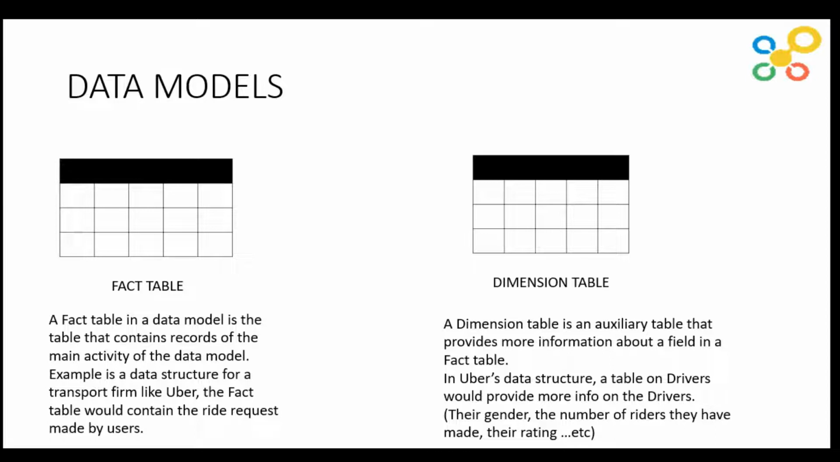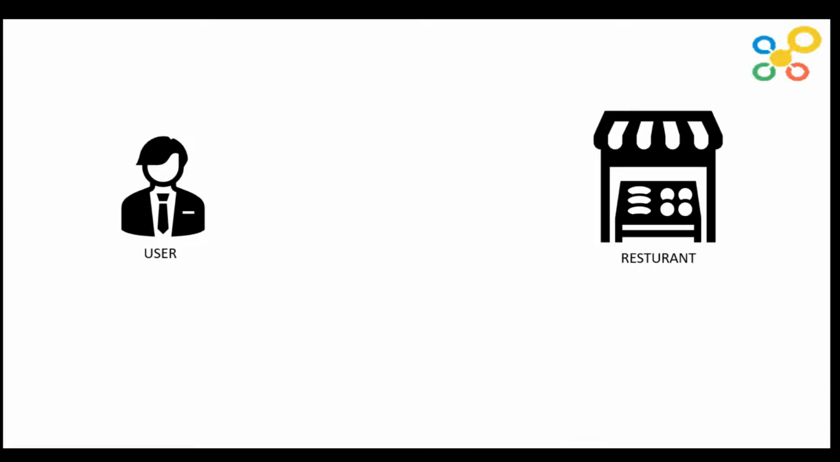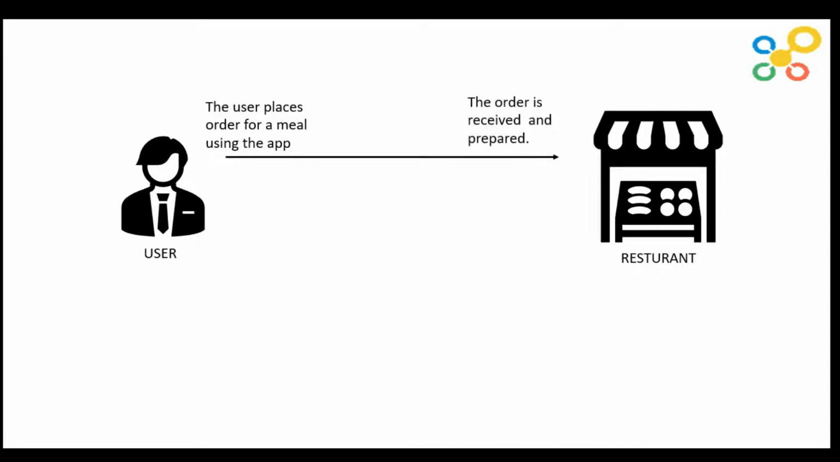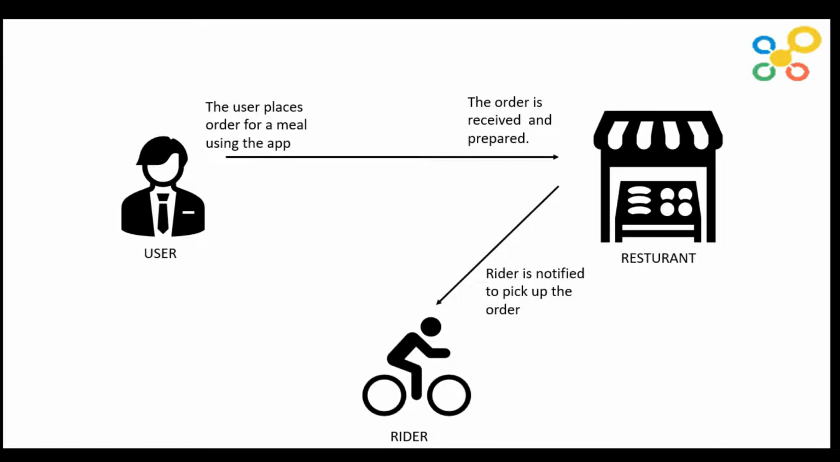Now I'm going to show an example of a restaurant business, how it operates, and what its data model will look like. In a normal restaurant business like this, users place orders with an app, so they order a meal from the restaurant. The order is received by the restaurant. The restaurant then notifies a rider that the order is ready to be picked up. The rider comes, picks up the meal, and delivers it to the user who placed the order.